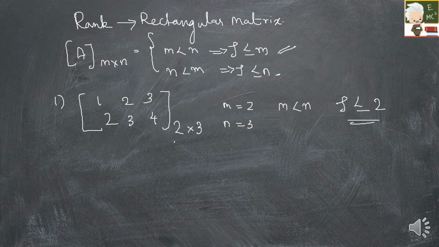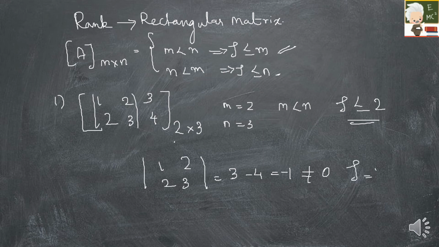So now you have to find the determinant for these elements. So let me take 1, 2, 2, 3. So what will be my determinant? 3 minus 4, which will be minus 1. So it is not equal to 0. So here your rank is 2. Suppose if this determinant is equal to 0, then you have to look for a non-zero element. If there is a non-zero element, then your rank becomes 1. Okay, let me give you one more example.